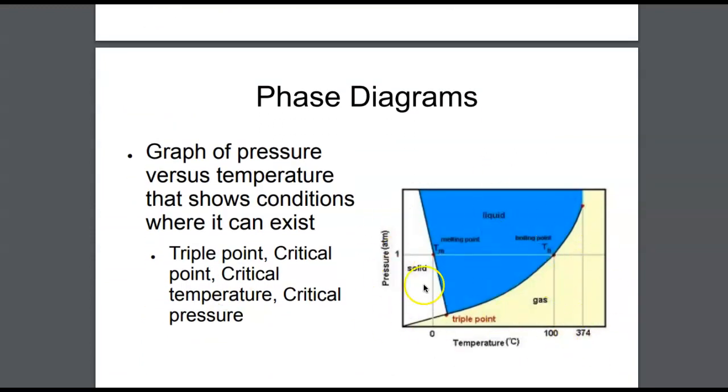So phase diagrams. Within the phase diagram, this tells us the changes that we can have for a particular substance, going from a solid to a liquid to a gas. And then we have this triple point here, and then the critical temperature and critical pressure. On this graph, if we were to follow along at 1 atm, so at 1 atm below zero, we would have a solid. Between 0 and 100 at 1 atm, we would have a liquid. And then above 100 degrees Celsius, we would have a gas.